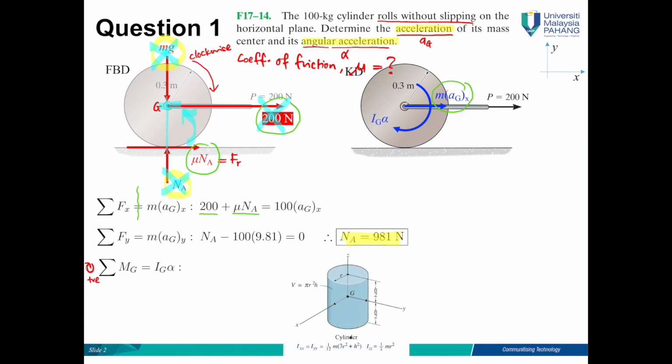So you will have minus mu NA times the distance, which is the radius, and that is the left hand side of the equation. When you look at the right hand side, you will have to find out what IG is. And here comes the use of the table which I will be providing to you.